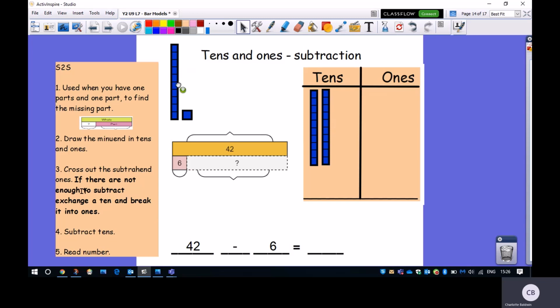So that's 1, 2, 3, 4, and it's 42. Now I can already see a problem here.